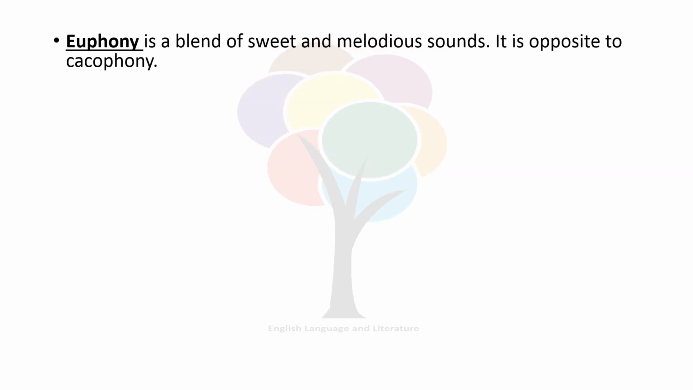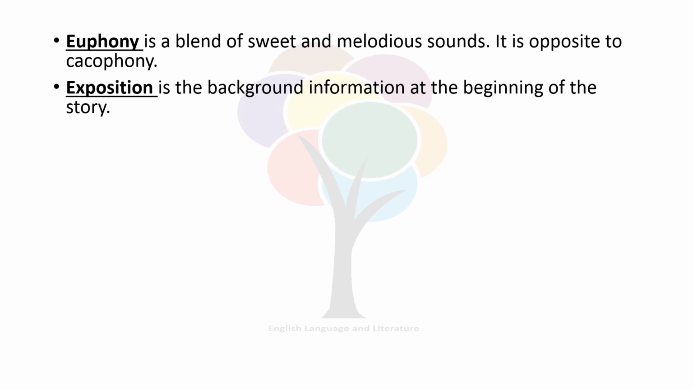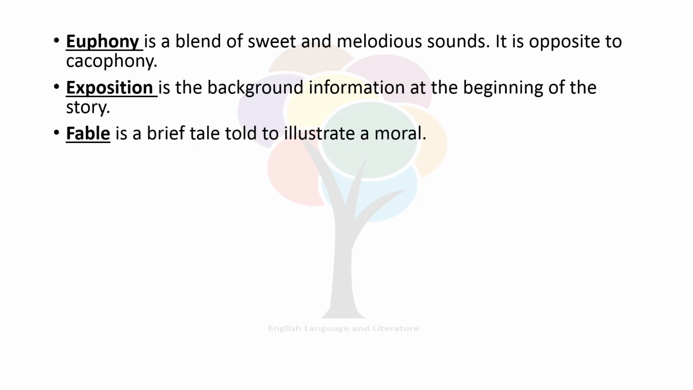Euphony. Euphony is a blend of sweet and melodious sounds. It is the opposite of cacophony. Exposition. Exposition is the background information at the beginning of the story, such as setting, characters, and conflicts. In a short story, the exposition appears in the opening paragraphs, whereas in a novel, the exposition is usually part of the first chapter.